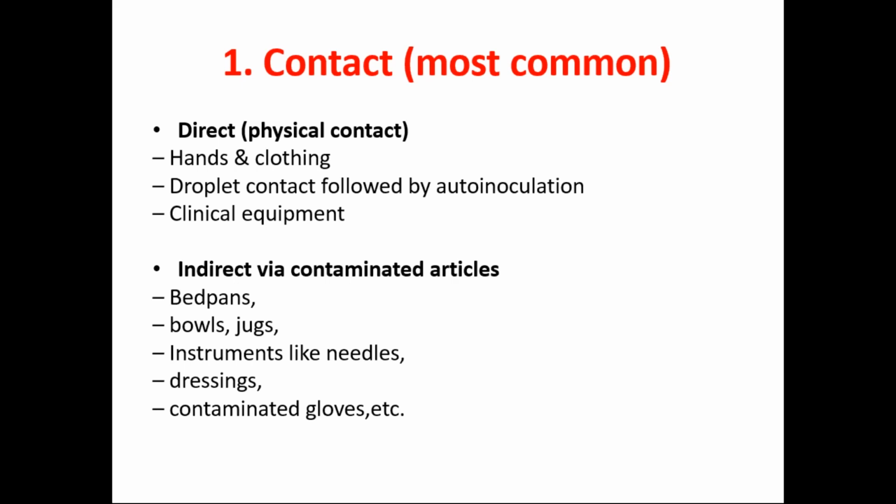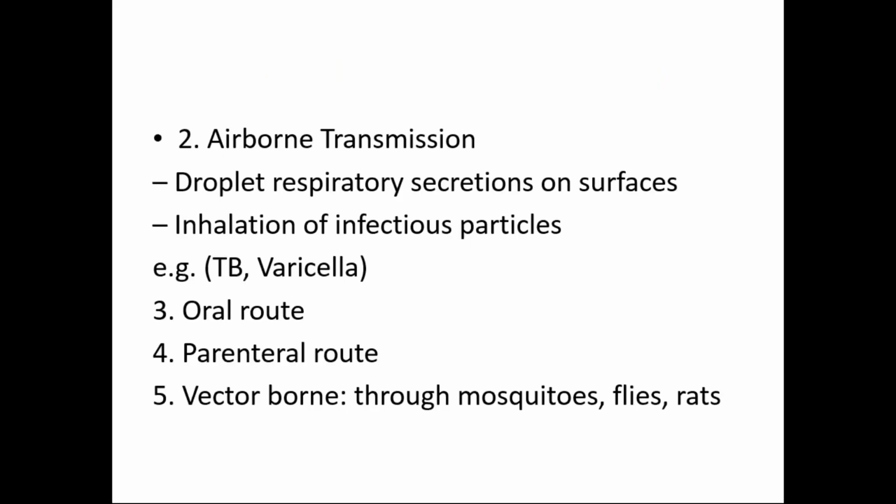Indirect type is by bedpans, bowls, jets, instruments like needles, dressings, and contaminated gloves. Airborne transmission is by droplet respiratory secretions on surfaces and inhalation of infectious particles.